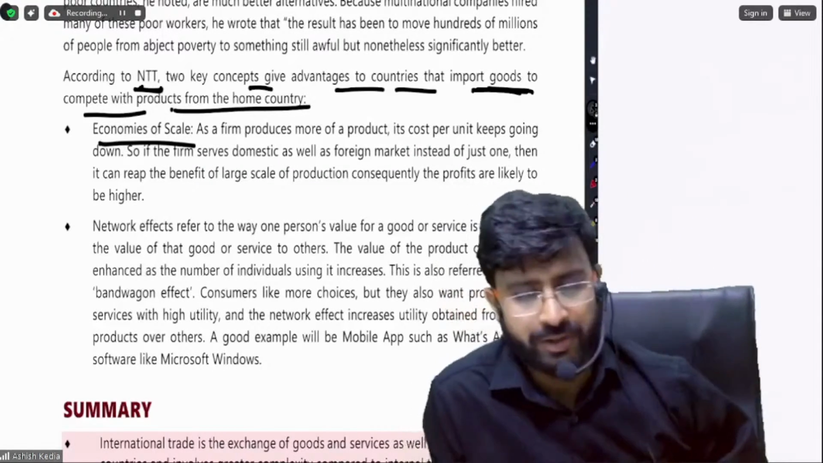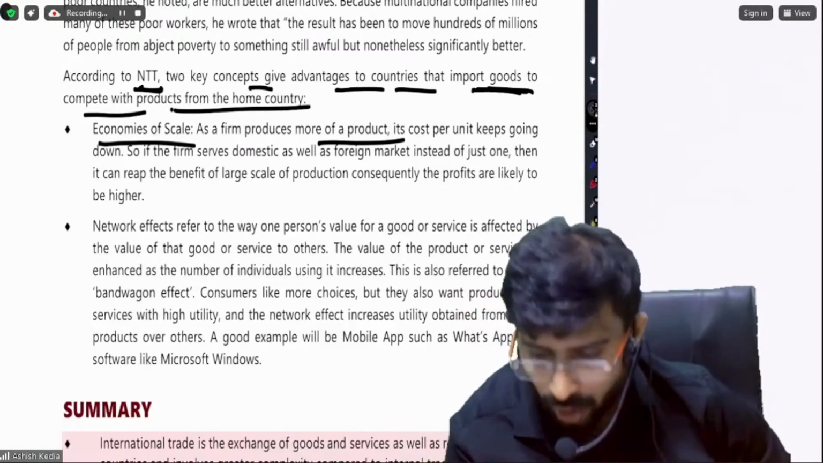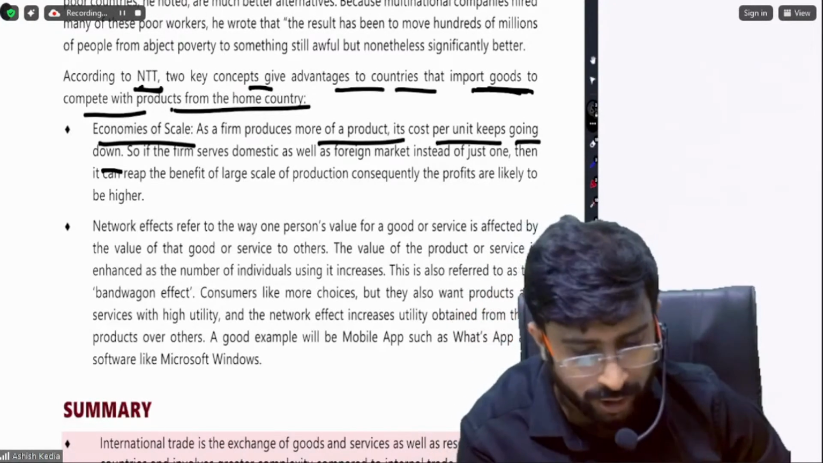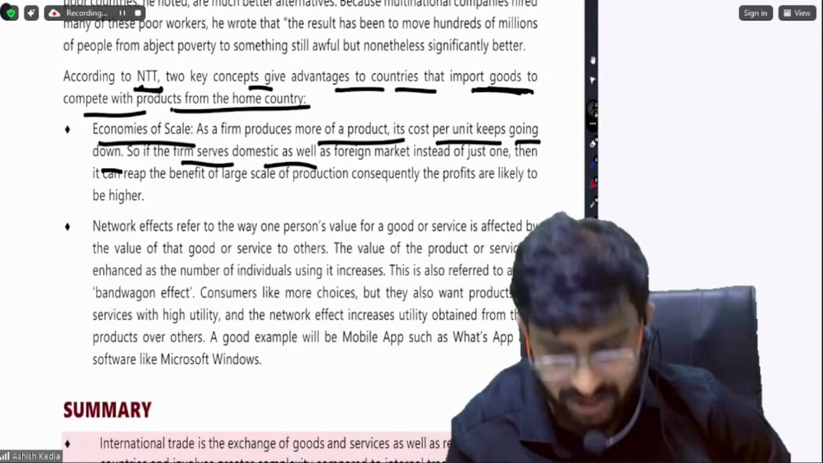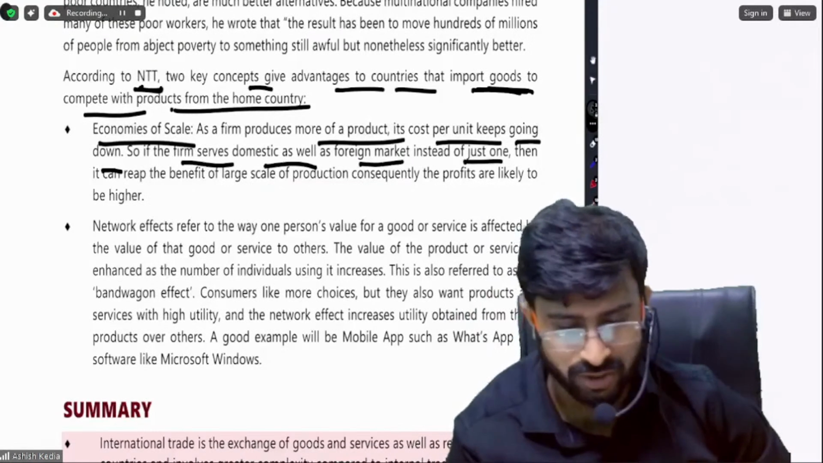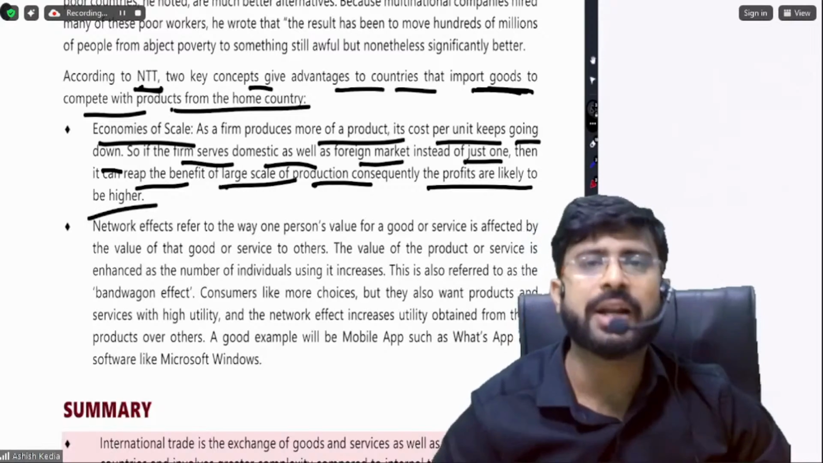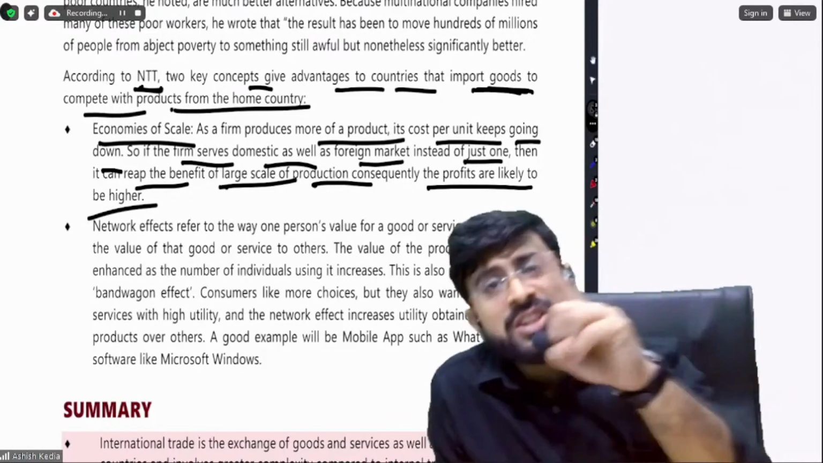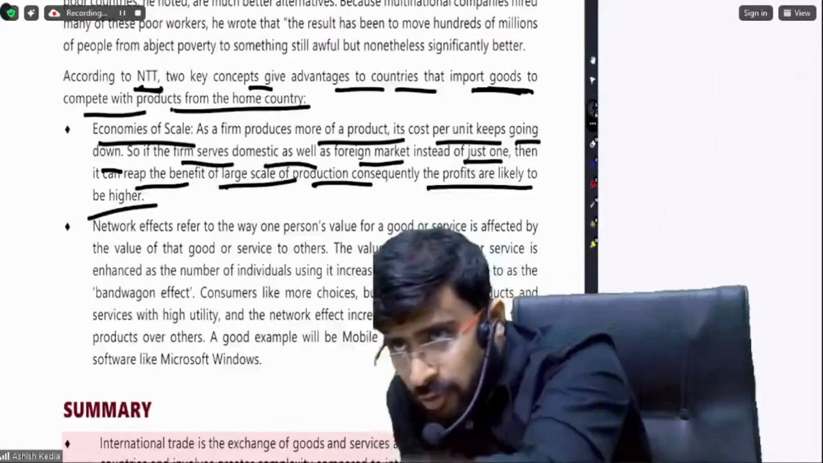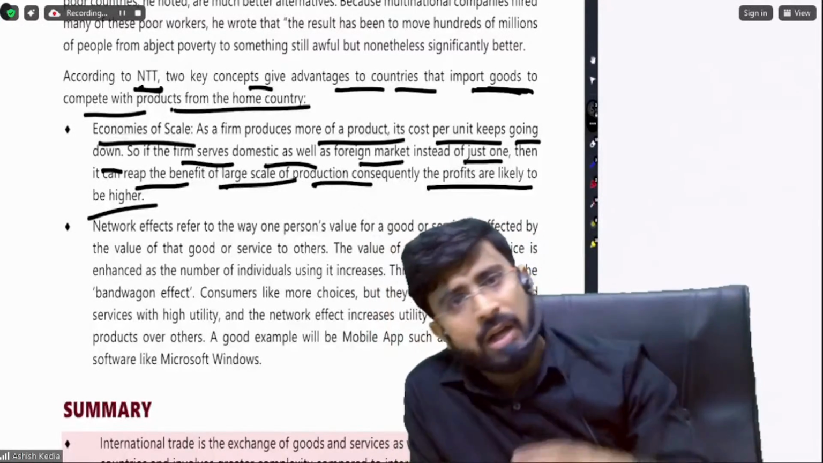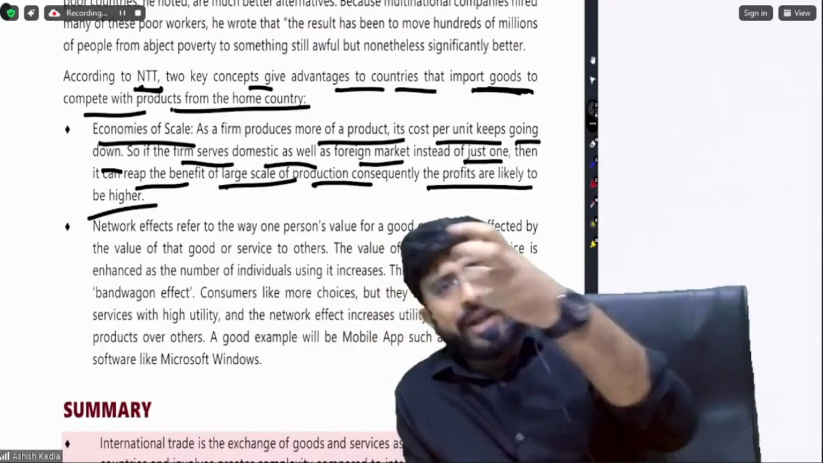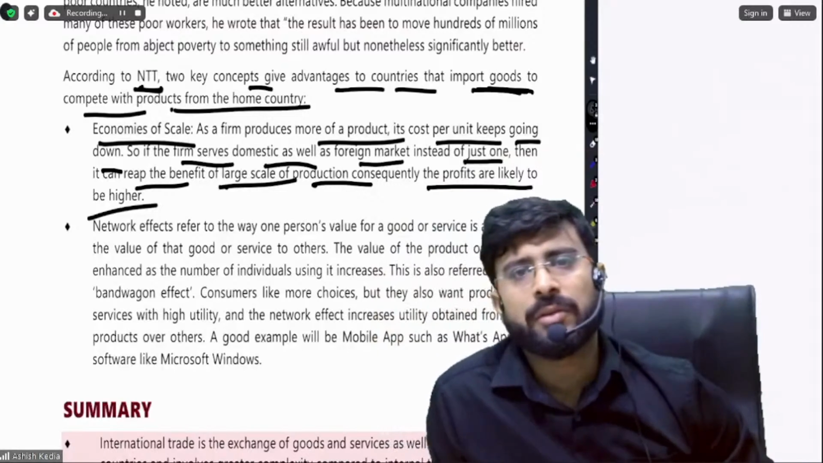Number one, economies of scale. As a firm produces more of a product, its cost per unit keeps going down. So if the firm serves domestic as well as foreign market instead of just one, then it can reap the benefit of large scale production. Consequently, the profits are likely to be higher. So the first reason is, if India doesn't allow foreign companies to come inside India, foreign companies will not allow Indian brands to go outside.